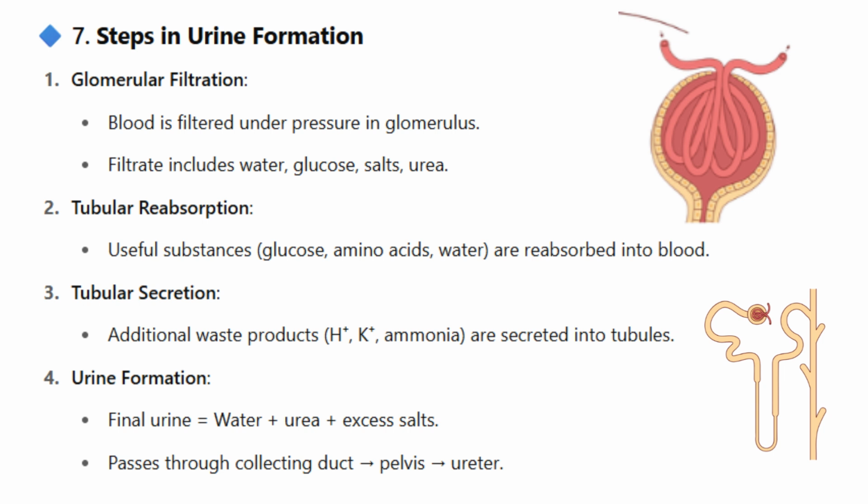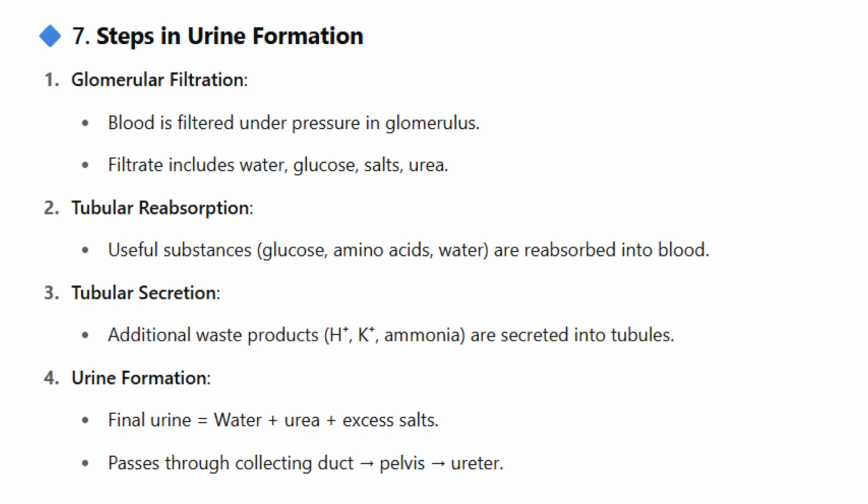Finally, what remains is urine, a liquid made up of water, urea, and excess salts. This urine flows through the collecting duct into the renal pelvis, and then moves through the ureter toward the urinary bladder for storage. This is how our kidneys work continuously to keep our blood clean and maintain body balance.